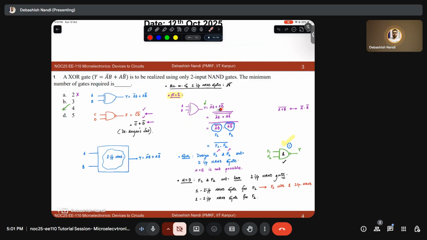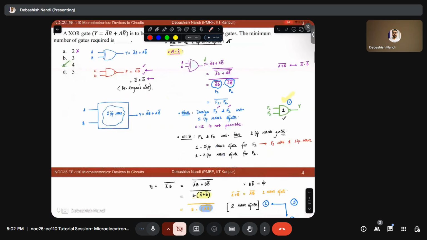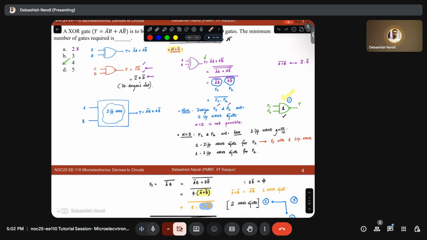So you can see that I have broken down A bar B and A B bar into two functions of the form f1 and f2, and then from f1 and f2 we started further designing f1 and f2 with respect to two input NAND gates. Fine. So we decided that n equal to 2 is not possible because one is already taken by this f1 and f2.